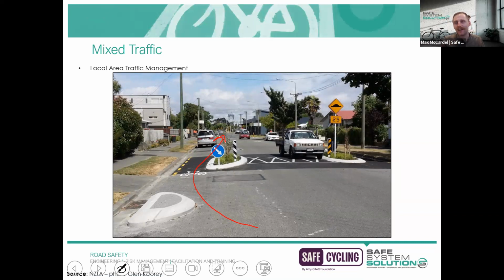The other benefit of having all these features as well is it might also move some of that traffic that's doing rat runs or traveling through residential streets. It might get them back onto the arterial network, which is where you want to see that movement anyway.